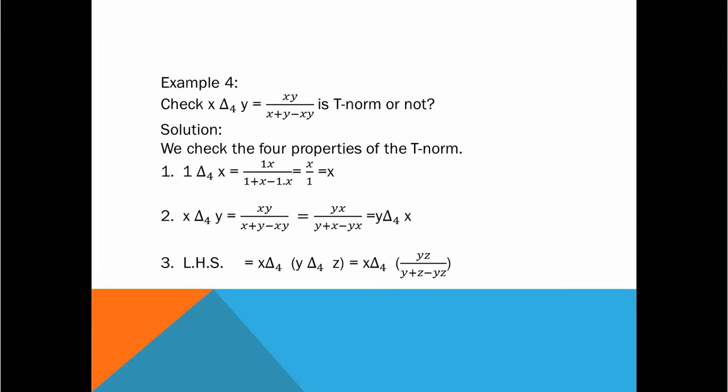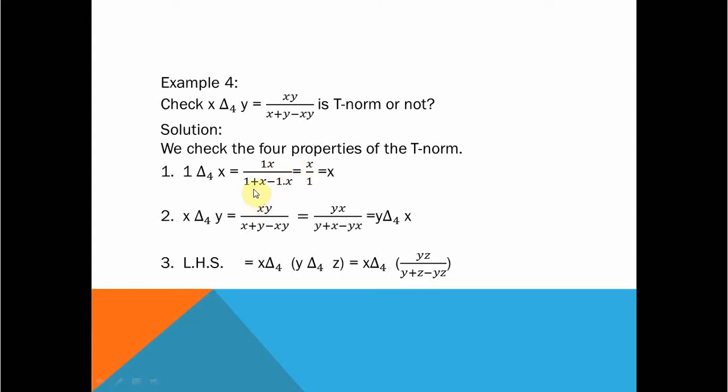Now we go for the next example, delta 4. Check whether x delta 4 y is a T norm or not. Here delta 4 is defined as xy, that is x multiplied by y, divided by x plus y minus xy. Now we prove this by checking the four properties of T norm. First property is 1 delta 4 x. We apply this formula: we put x equal to 1 and y equal to x. We get 1 multiplied by x divided by 1 plus x minus 1 multiplied by x.